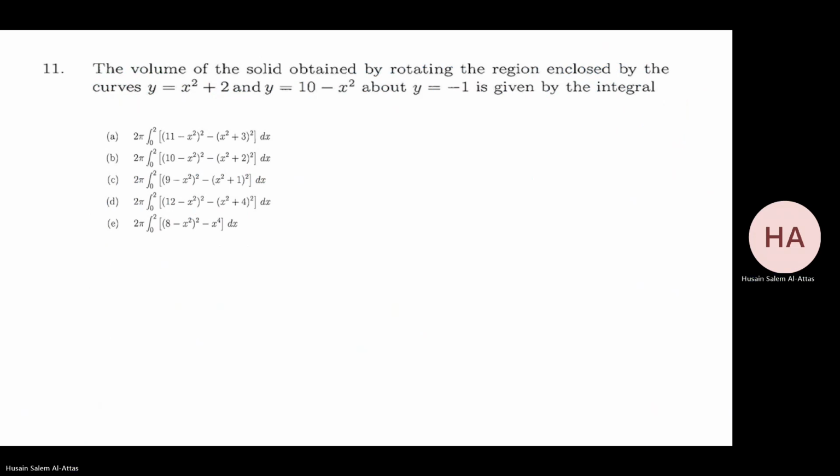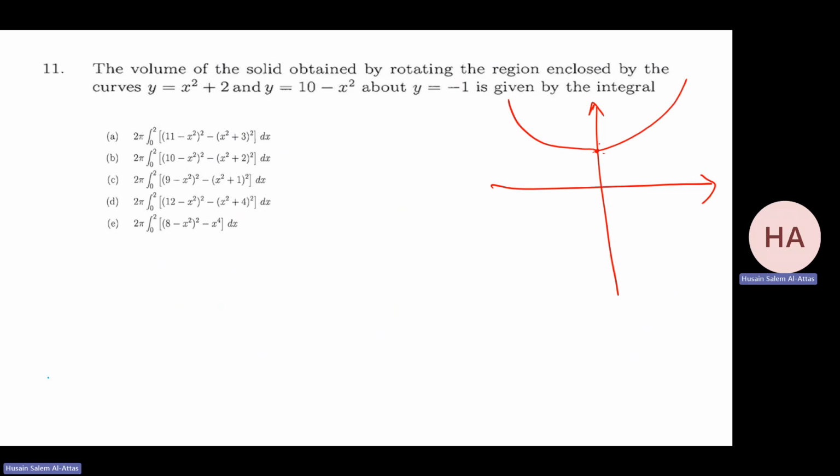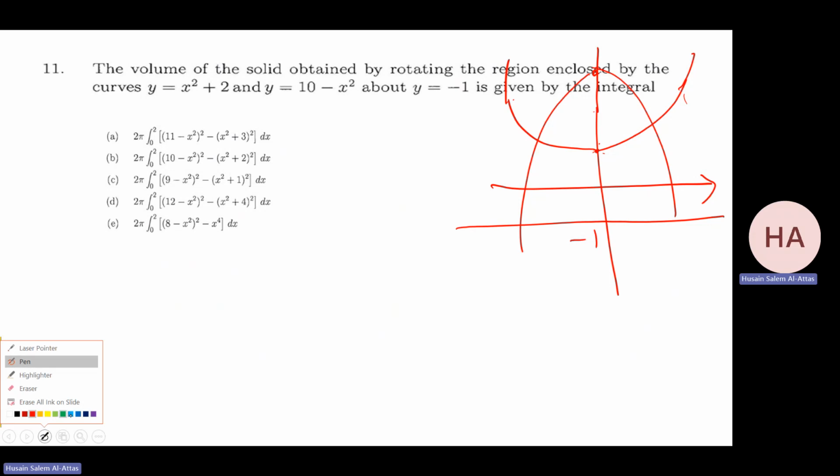The last one. Yeah, possible book, I think. What will be the region? I have y equal x squared plus 2, that is the parabola. And the other one is 10 minus x squared. So it's something like this. It's about the line y equal minus 1. This is y equal minus 1. Okay, I want it to be perpendicular to that.